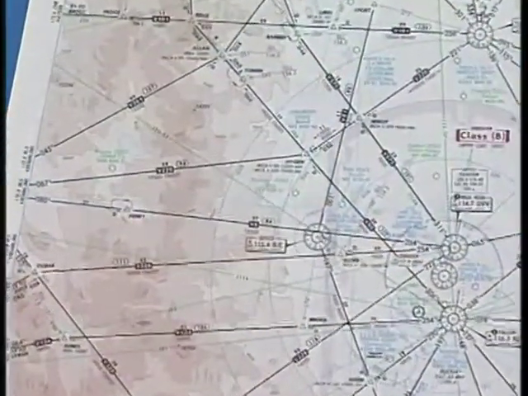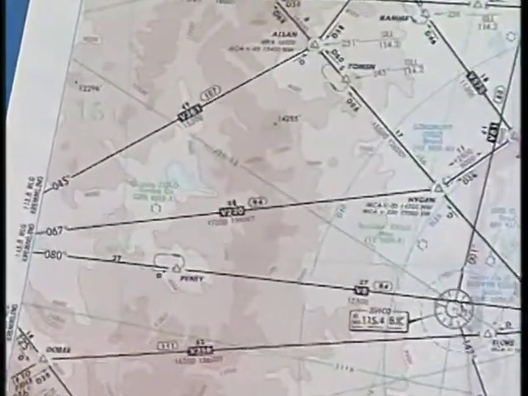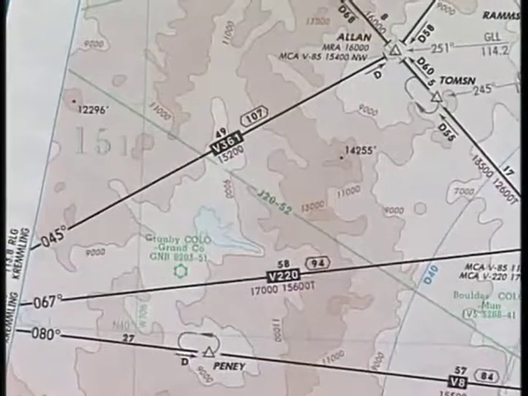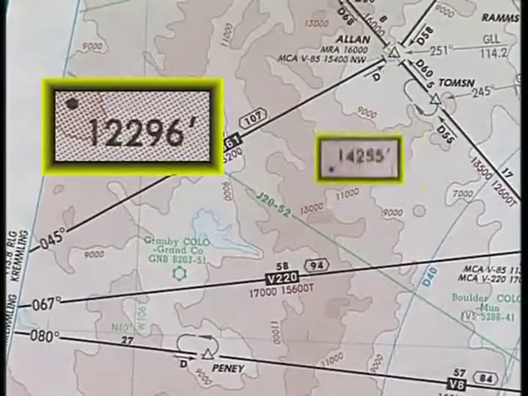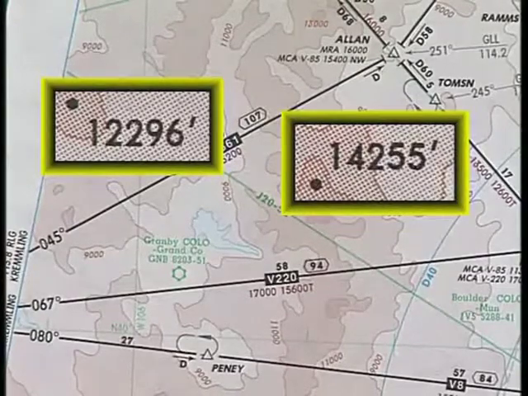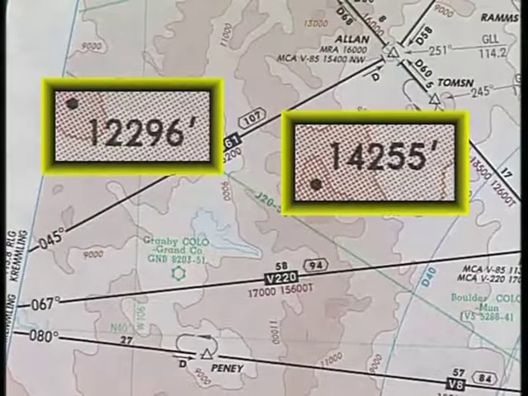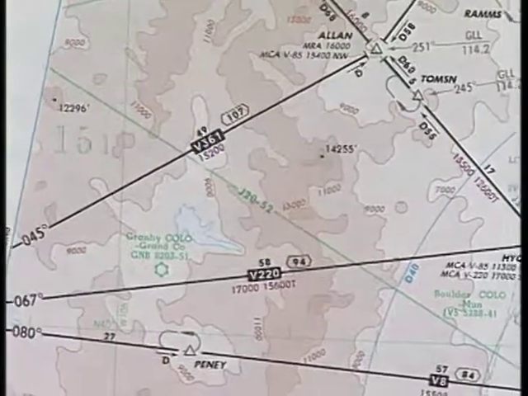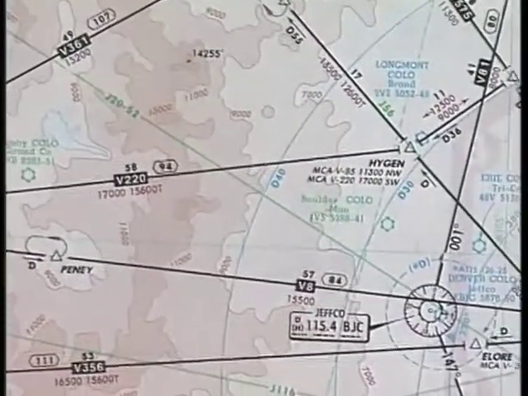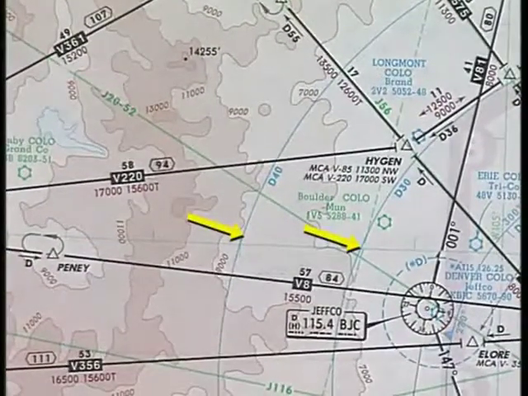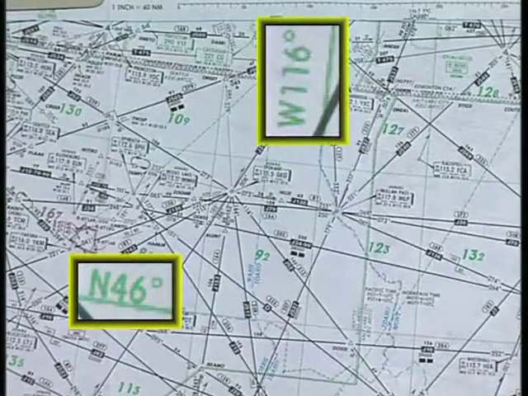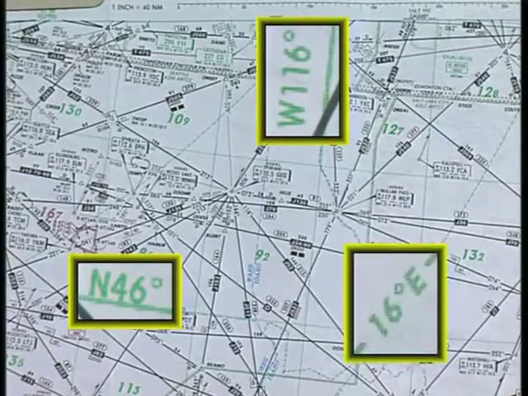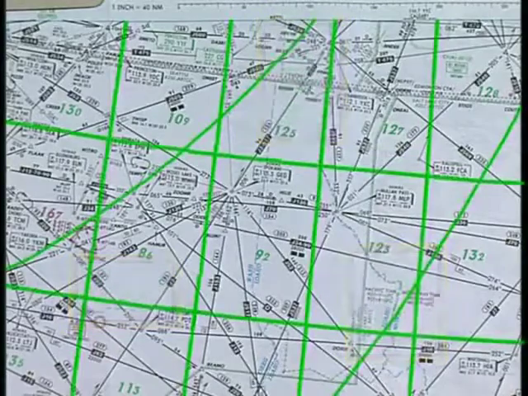Additionally, for terrain awareness, generalized terrain contours are depicted on selected area charts. Within contour intervals, some, but not all terrain high points may be included along with their elevation above mean sea level for use as additional reference. DME arcs are shown for situational awareness. On high-altitude charts, the lines of latitude and longitude, as well as the magnetic variation, run through the entire chart.